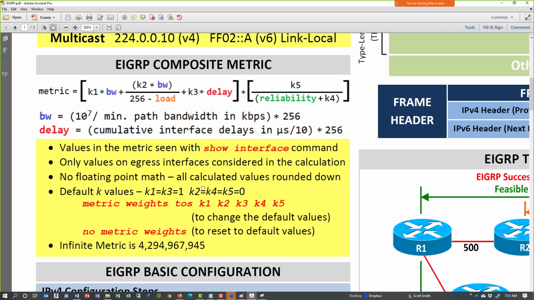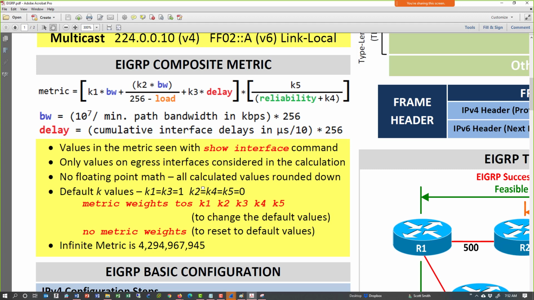But again, it doesn't end up being that complicated, because if you negate all the components of the metric that are related to the K values that are set to 0, most of the formula simply gets ignored. We're only relying on, in essence, two values to calculate the overall metric, which are bandwidth and delay. So the overall path metric for EIGRP is bandwidth and delay.